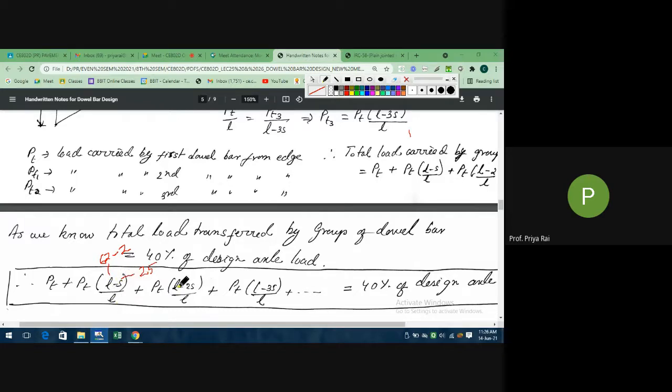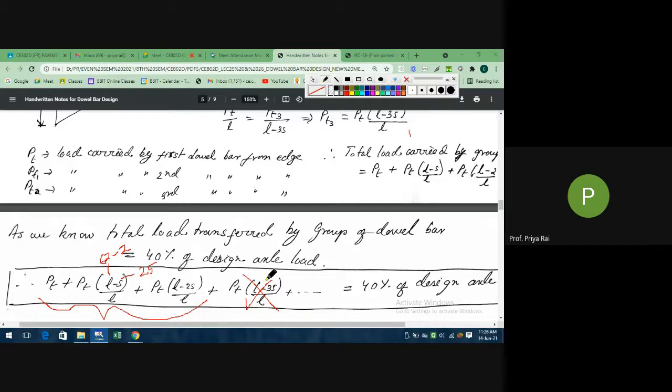Now next is 62.2 minus 2 into S. 2 into 25 is 50. So 62.2 minus 50 is again positive, so you can add this term also. Now 62.2 minus 3 into 25. 3 into 25 is 75. So 62.2 minus 75 is negative, so we will not add this. So only these three values will be added in this equation.